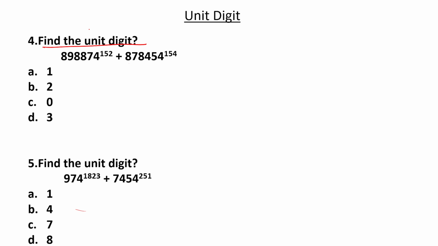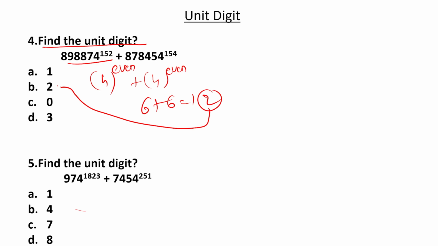So, yeah. Here we got it. The 4 power of an even number. Let's write it as even. And here the 4 power of an even number. 2 evens occurred. 6 plus 6 is equal to 12. The units place is 2. The answer is 2. That's how you do it. You understand, right? Let's move on to the next question.